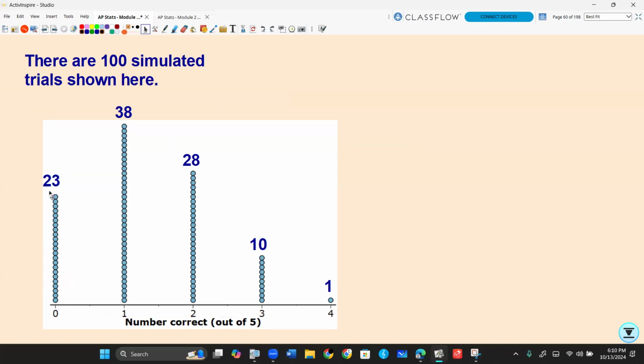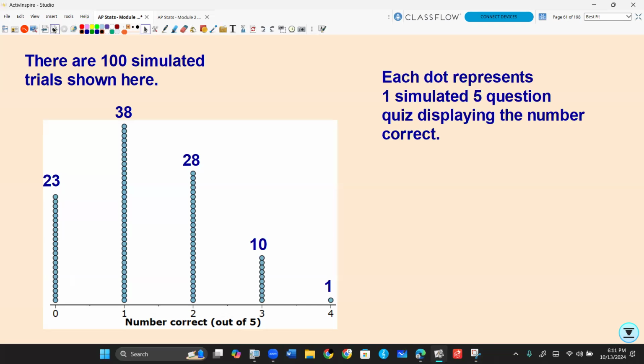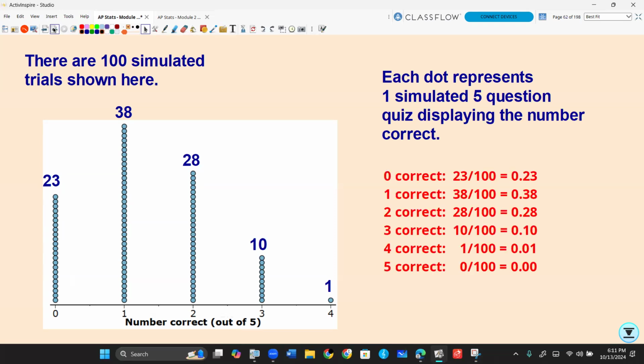0 correct answers, I got 23 times, so 23% of the time. 1, I got 38. I got 28 for 2. I got 10 for 3. I got 1 for 4 correct answers. I didn't get any for 5. So each dot is going to represent one simulated 5-question quiz. Here's the percent breakdown.